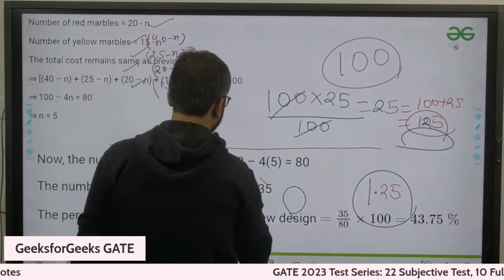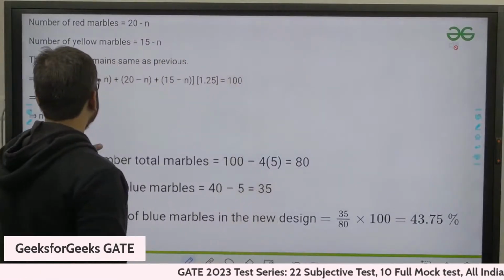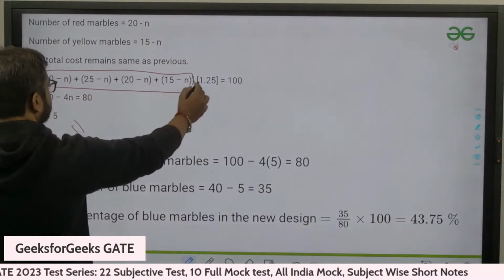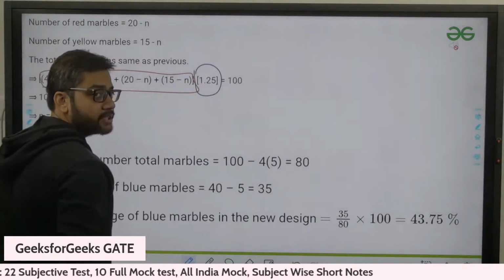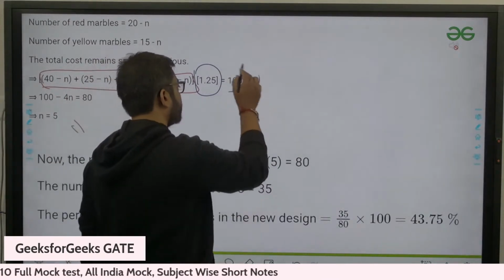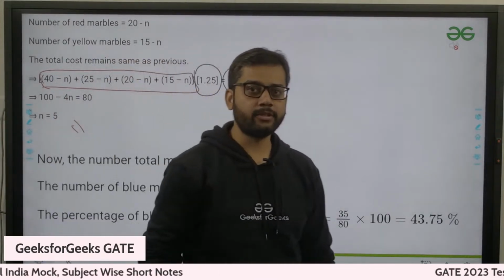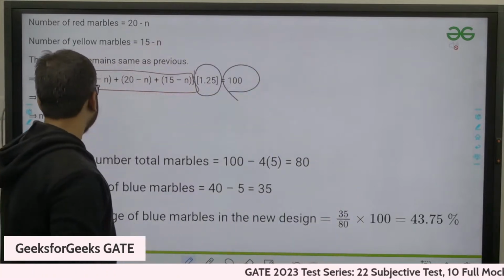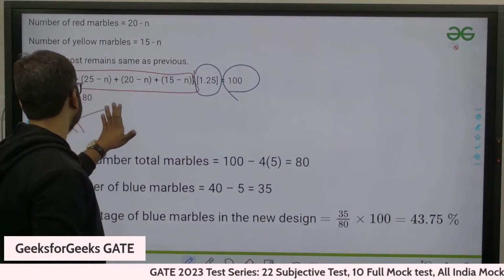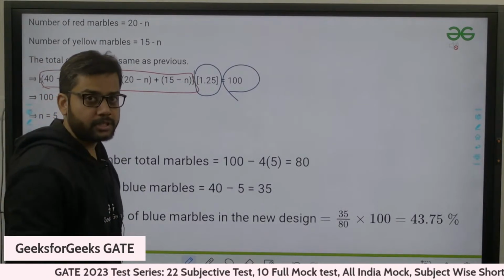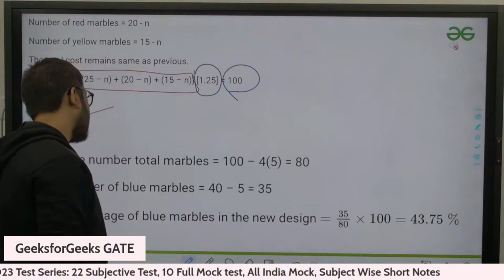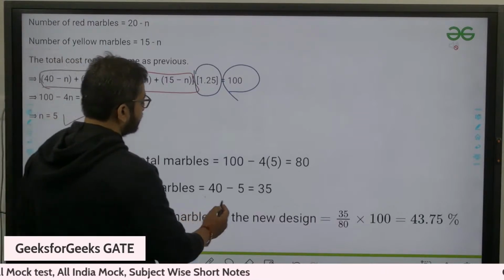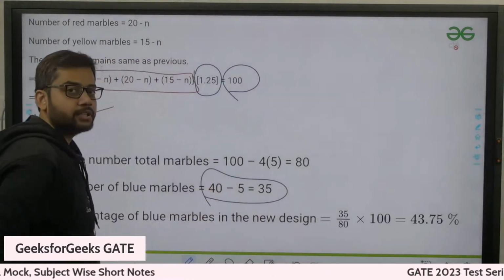So this is our reduced production and this is our increased price. And this will give you 100, because our final production is in the format of a percentage, so it's 100. If you solve this equation, this will give you N is equal to 5. Now the number of blue marbles is equal to 40 minus N, which is 35.